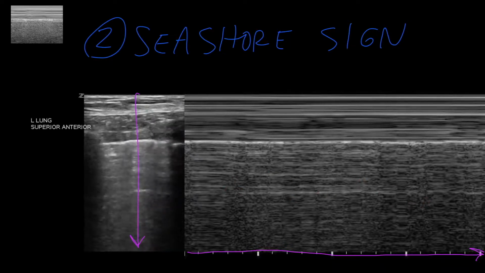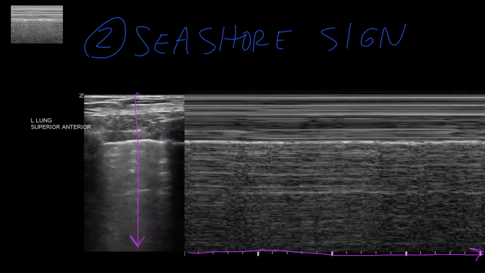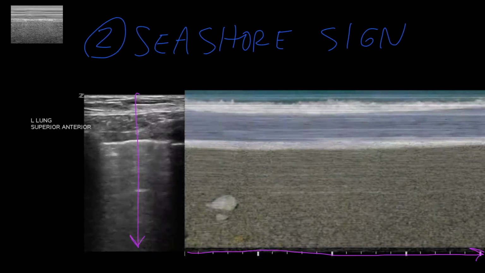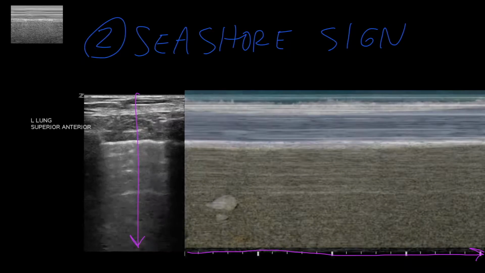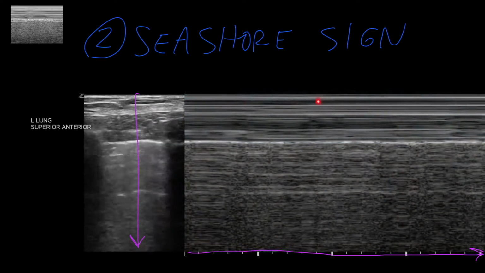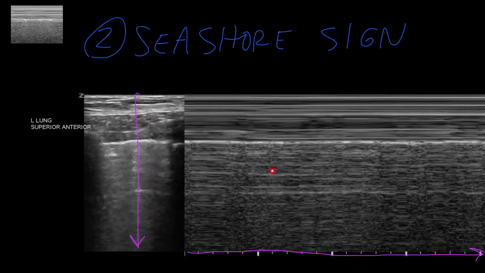That is the appearance of normal lung sliding. And this is said to look like a seashore or a sandy beach, where you have up here the horizon, the waves coming in, you hit the seashore, and then you have this sandy beach appearance of everything below it.